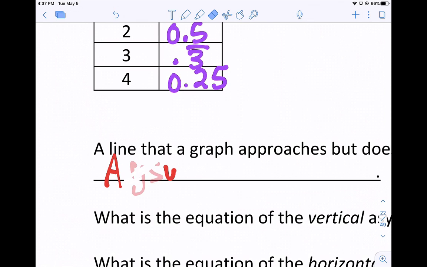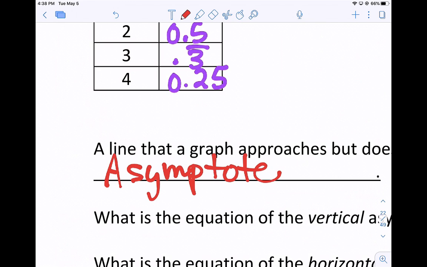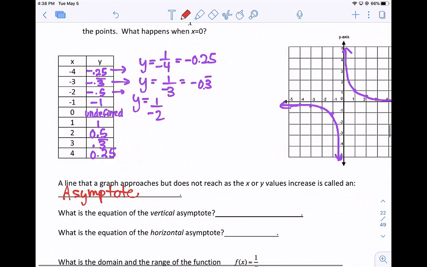Oops, I spelled it wrong. All right, so asymptote. And again, an asymptote is kind of like an invisible fence. So it's like your dog would approach the fence, but it's not going to cross it because it doesn't want to get shocked. So that's an asymptote.